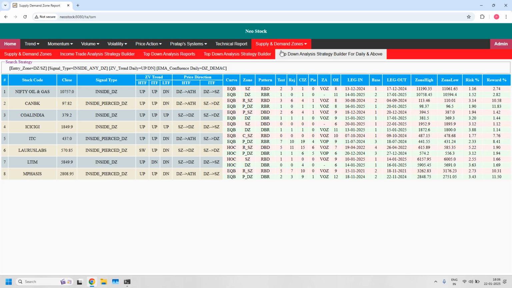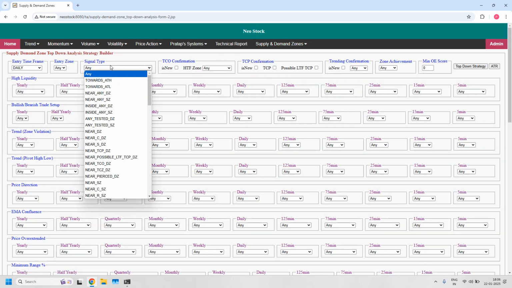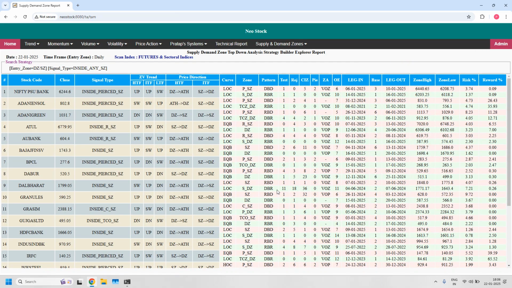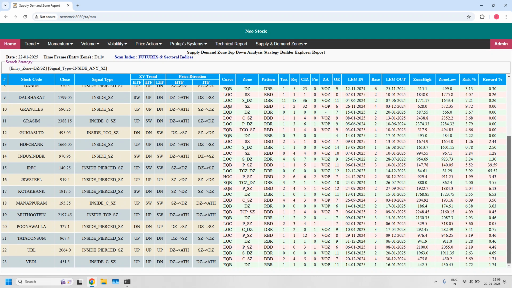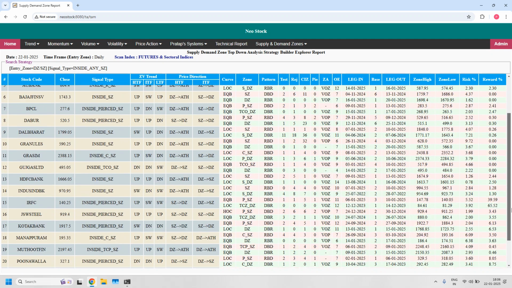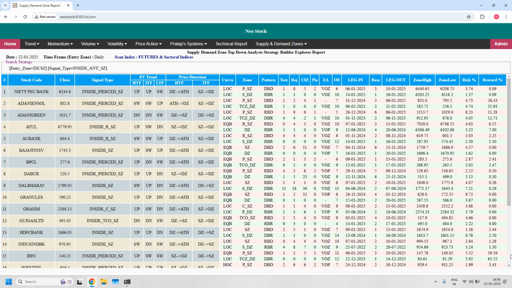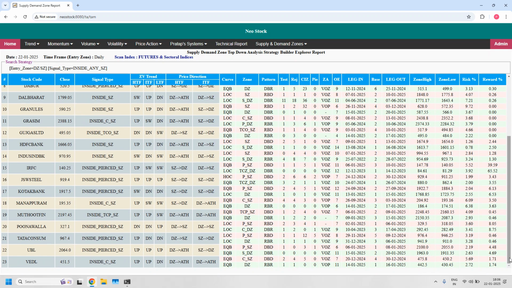Okay, next, for daily time frame, price closed inside the daily supply zone. We got 23 stocks. So first 15 stocks in the list. I am scrolling the list down. So total 23 stocks are filtered. Out of these 23 daily supply zones, how many are having daily EMA Confluence? Let us verify.